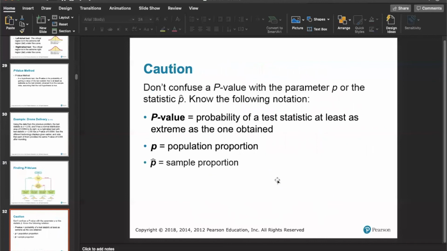And it's also important to remember that your p-value is different from your p, which is also different from your p-hat. So your p-value is the probability of a test statistic at least as extreme as the one you found. Your p is your population proportion, and your p-hat is your sample proportion.